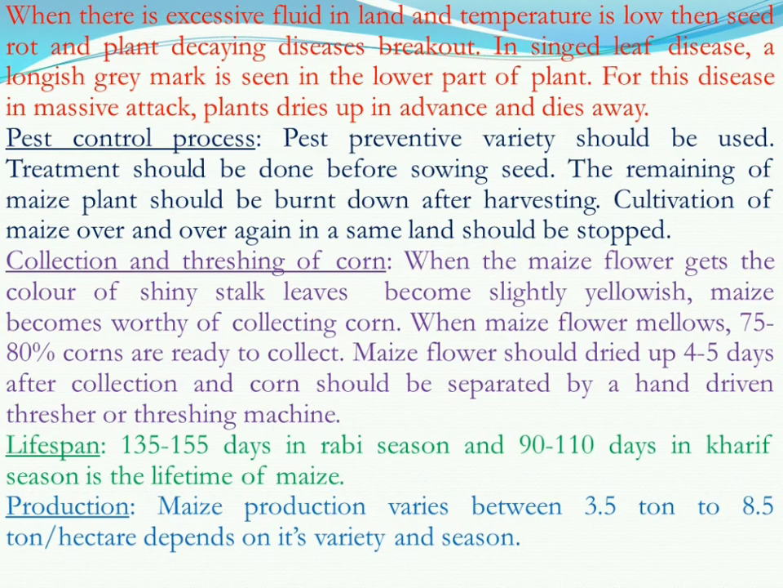Now let us know how much maize we can produce in our land. As there is a variety of maize cultivation by season, that means we are producing in Rabi season and Kharif season, and in Rabi season we are producing more, and in Kharif less. So in production there is a variety. The production varies between 3.5 ton to 8.5 ton per hectare, depending on the variety of maize and on the season.